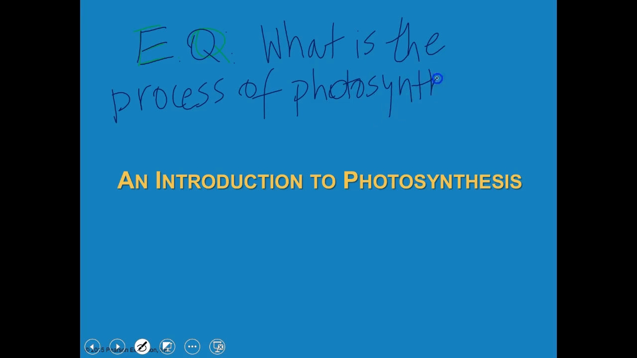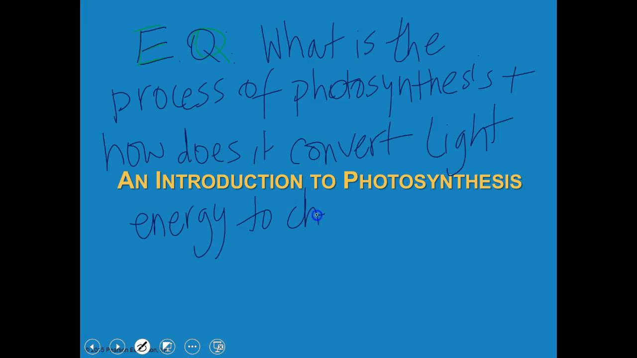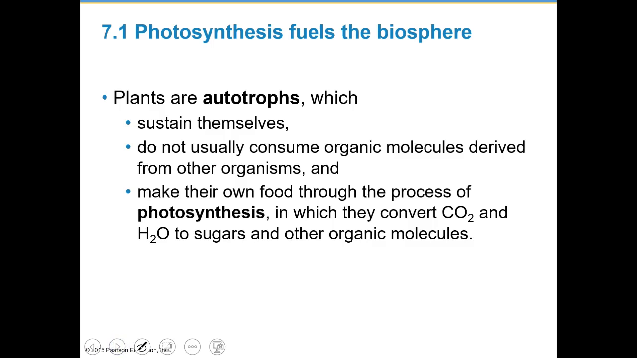It's a long one today. So what is the process of photosynthesis? And how does it convert light energy to chemical energy? Something along those lines. So it's a long one, and remember I'm sitting outside and there's lots of sunlight, so I'm having trouble seeing my own screen, but we'll make it through, I think.